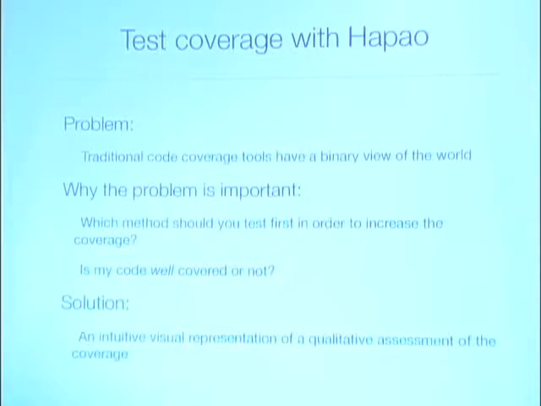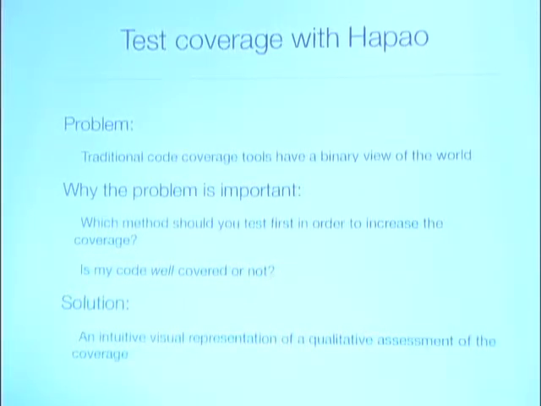And it means that you know which method, which component is covered, but you don't know whether it's well covered. And if something is not covered, you don't know where you should put the effort in covering first. And this is what we're going to talk about, just answering the question: which method should you test first in order to increase the test coverage? This is not an easy question.